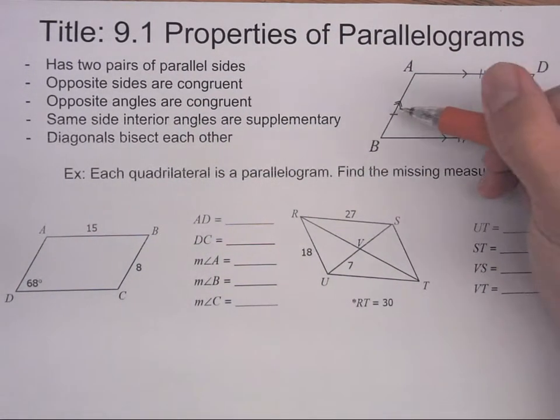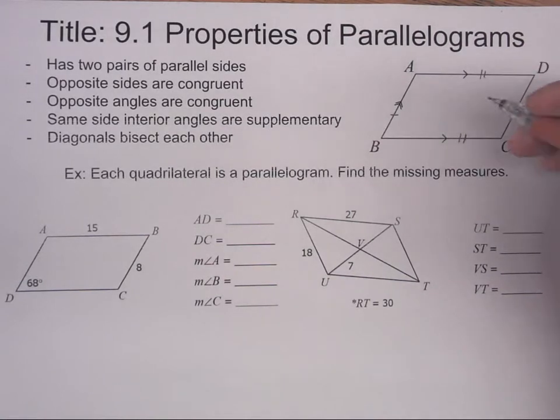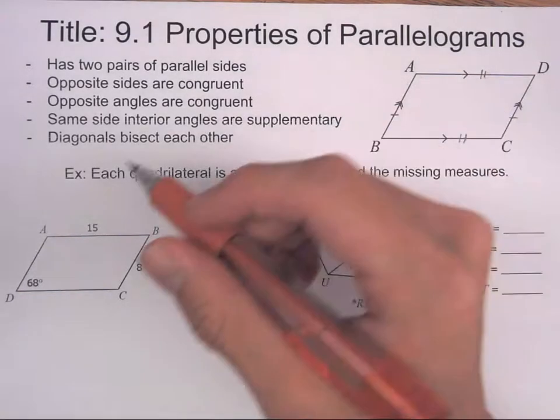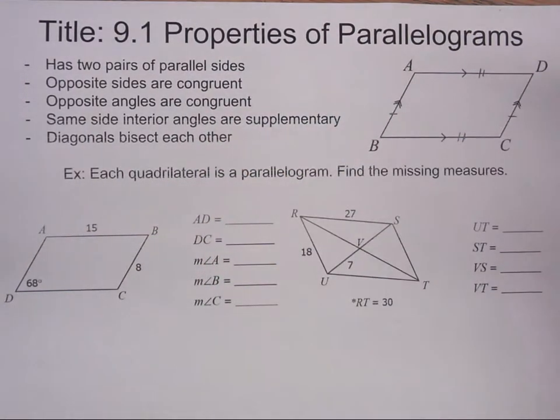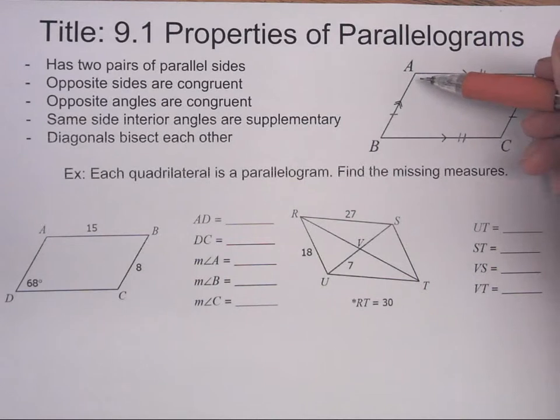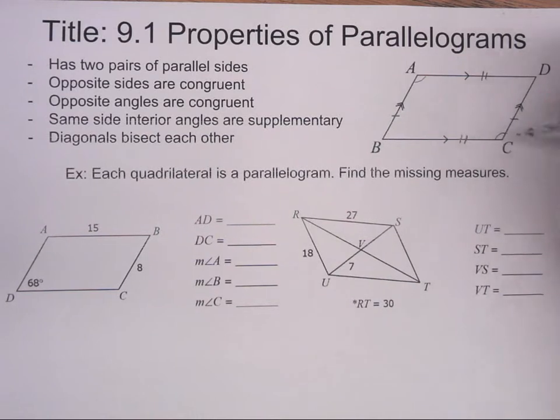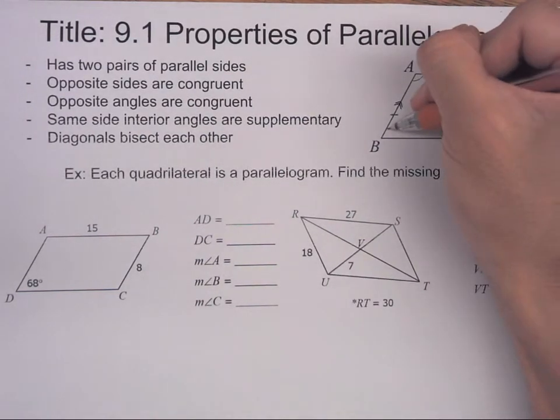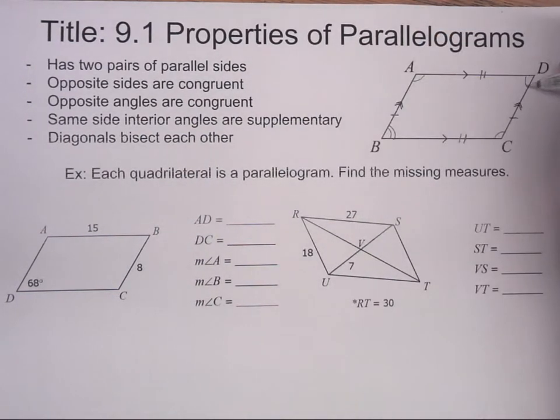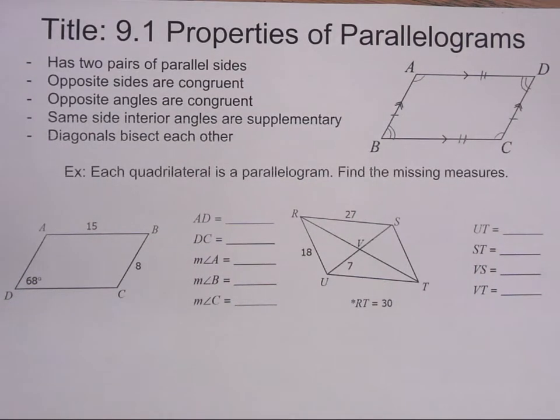Now I'm just writing it over on the side because I don't have enough room, and I just wanted you to see these markings. Opposite angles are congruent. So opposite angles, the angles that are opposite of each other, are going to be the ones like this. So angle A and angle C are congruent. And also angle B and angle D are congruent. So those are your opposite angles that are congruent.